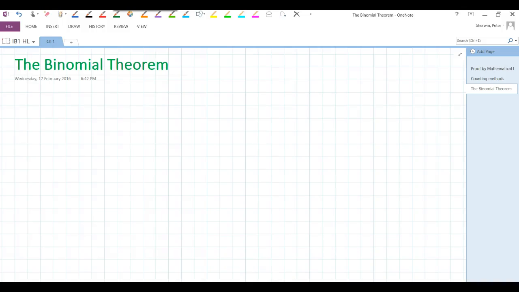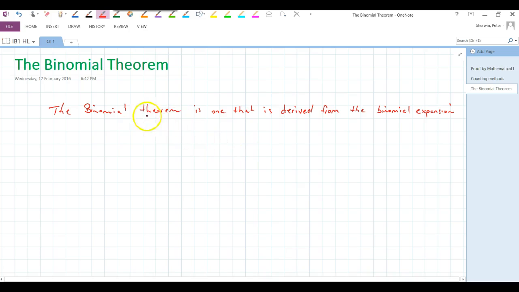Okay, we're going to look now at the binomial theorem, which comes out of the binomial expansion. The binomial theorem is one that is derived from the binomial expansion. Now the binomial expansion, so we're talking here about a binomial, which is a two-term polynomial.